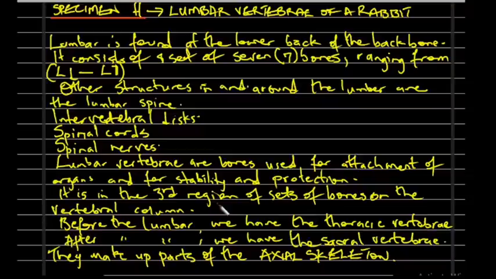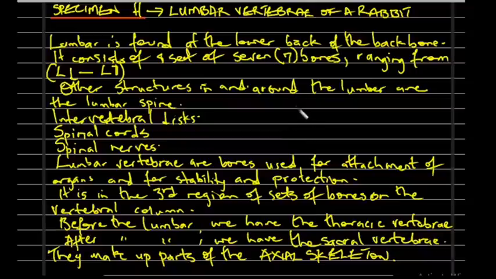So it is the third region of the set of bones on the vertebral column. The third region because we have the cervical, the thoracic, before we now have the lumbar. I listed that here earlier also. Before the lumbar, we have the thoracic. The thoracic are the set of bones in the chest region that form the rib cage. And after the lumbar, we have the set of bones called the sacral vertebrae. So those are the bones.